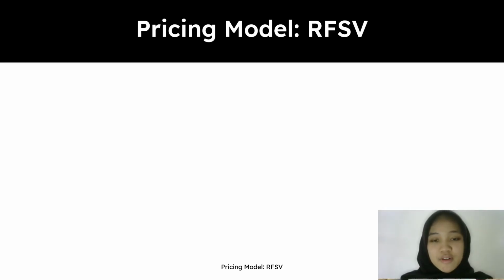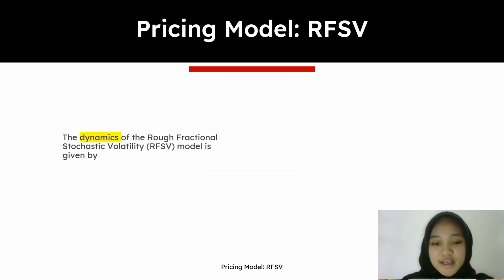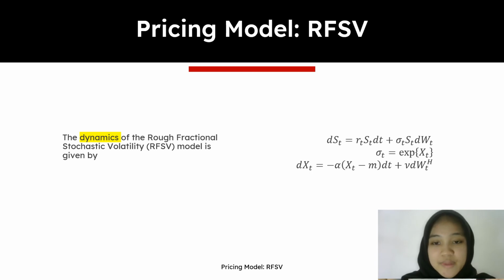The last model that will be used is RFSV, or rough fractional stochastic volatility, with dynamics shown on the screen, where m is a real number, nu and alpha are positive parameters, W is the Brownian motion, W with the subscript H is the fractional Brownian motion, and uppercase H between 0 and 1 is the Hurst parameter.